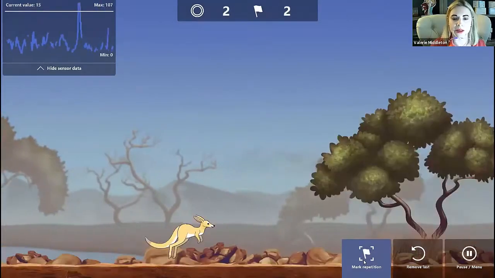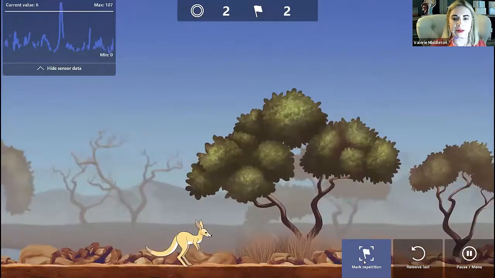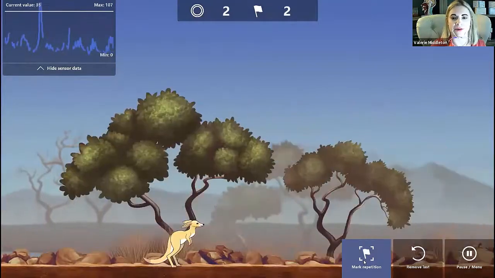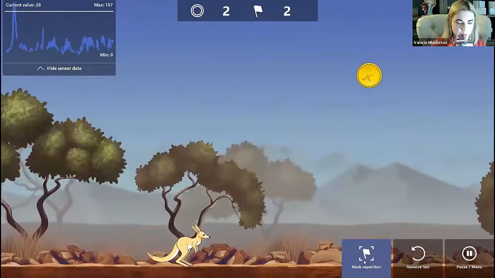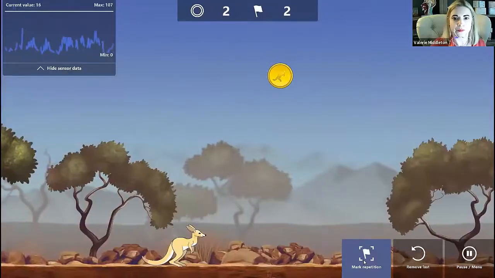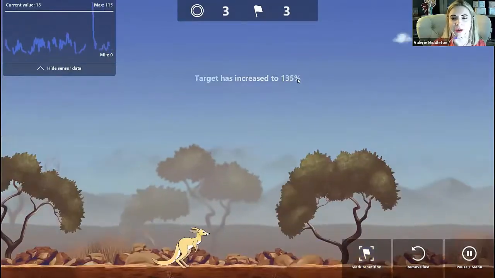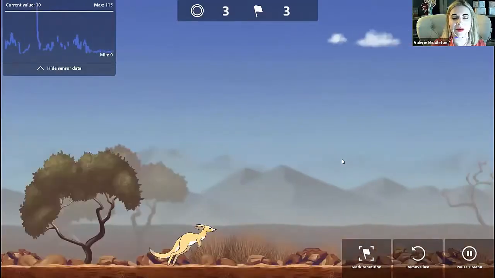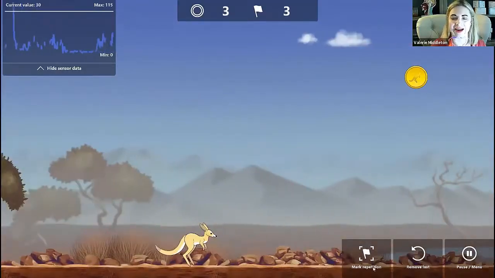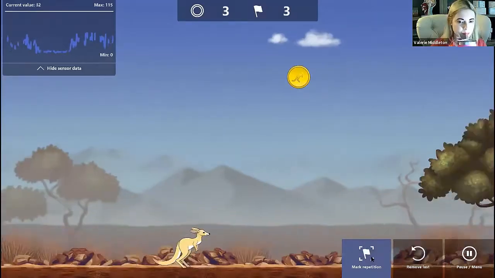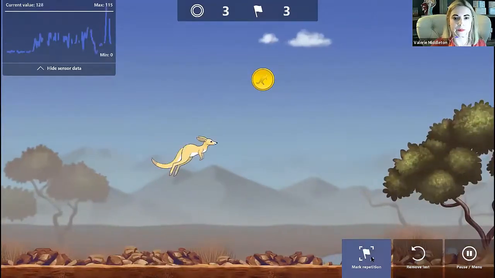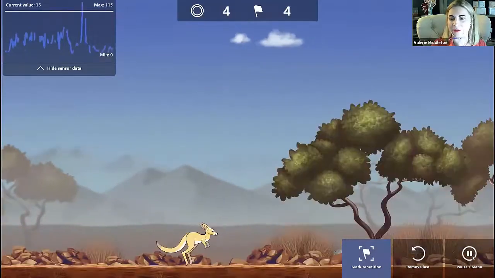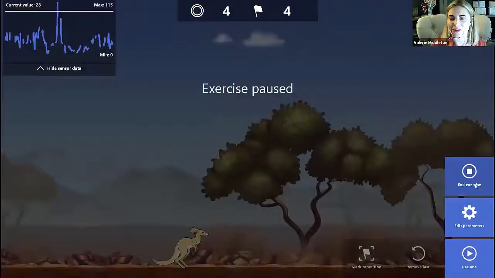And if we can get one more, it should move up to the challenge level of 135% effort. We see that it does very quickly here. And with the next coin, it looks like it's a little bit higher in the sky, it kind of zooms out. And we were able to get that one. So I'll go ahead and end the exercise.